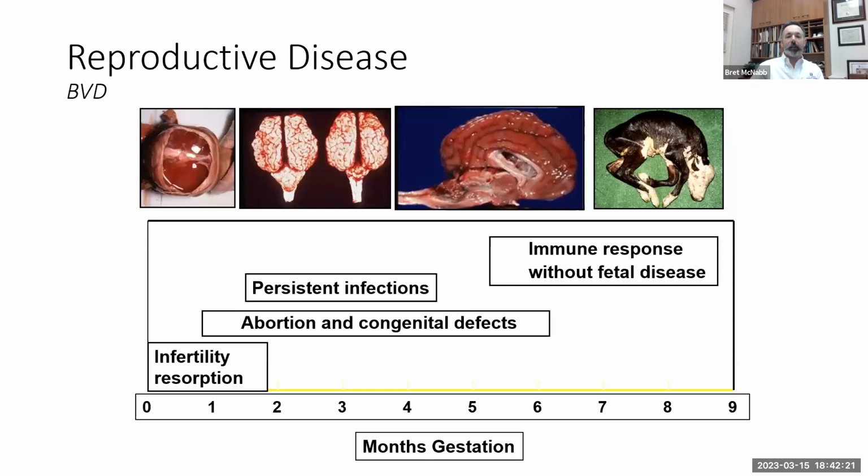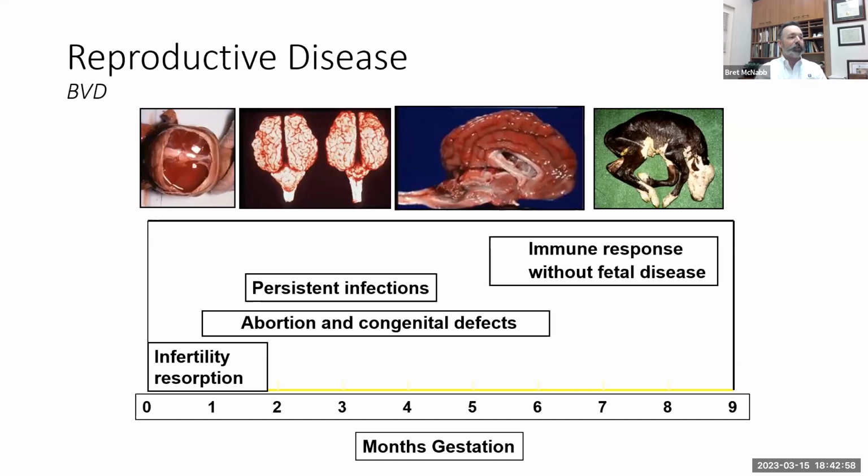So looking at the 9 months of gestation in the cow, this is what BVD can do. If the cow is exposed and she's naive, never seen it before, and gets infected, in the first 2 months, we can see infertility issues, we can see resorption, we can see embryonic losses. We can see frank abortion and congenital effects happen through the first 2/3 of pregnancy. And in the late term, we can see an immune response without any kind of fetal disease. So we can see a relatively unaffected animal.